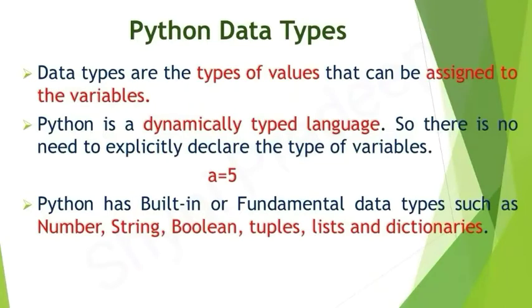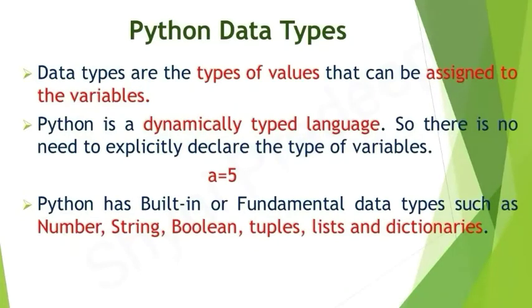What do you mean by data type? Data types are the types of values that can be assigned to variables. For example, A is equal to 5. 5 is a value, and A is a variable. This value 5 is assigned to the variable A. Whenever you are assigning a value to a variable, you have to declare which type of data that value belongs to. A variable can hold different types of values. You can store different types of values in a variable.